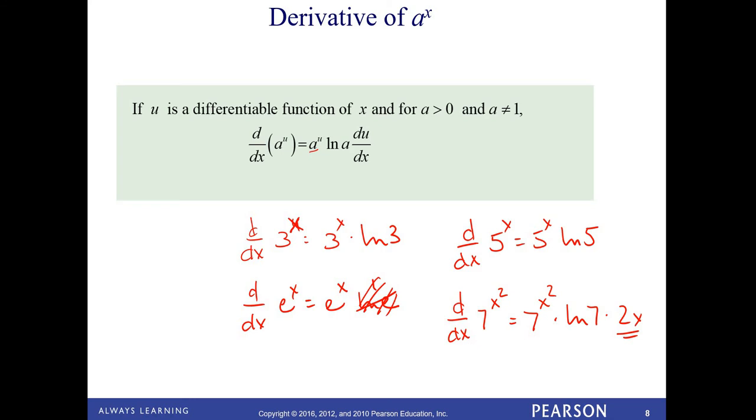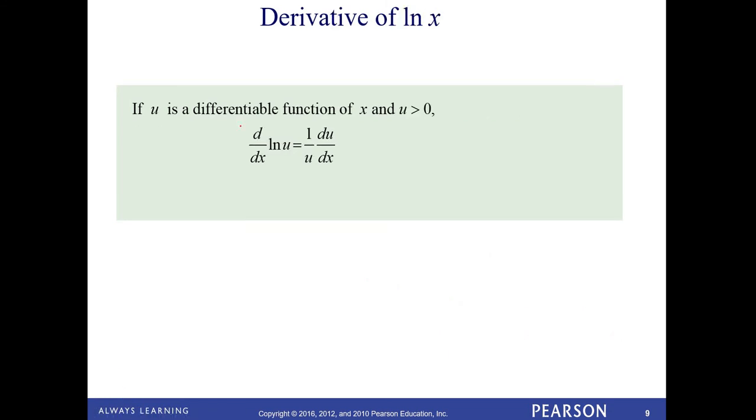Okay, so that's our exponentials. Pretty straightforward. Let's look at our ln. If u is a differentiable function of x and u is greater than 0, I cannot take the log of a number less than 0, then the derivative of ln u is 1 over u du dx. So again, our basic form, d dx of ln x, is simply 1 over x.